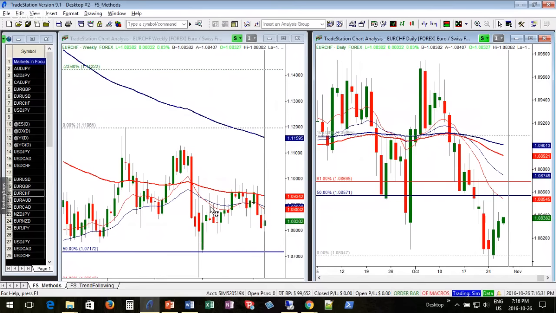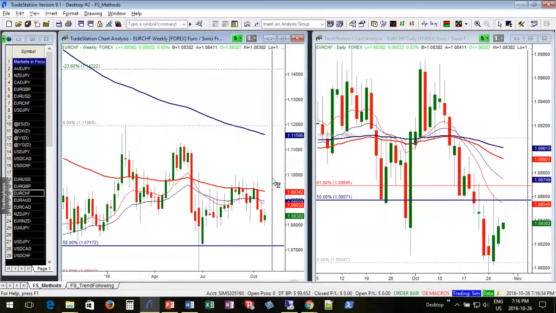Okay, and so this concludes the first part where we reviewed the past recommendation. As you can see, there were basically 2 winners, 2 trades still on, and the Euro Japanese yen, which is scratched.